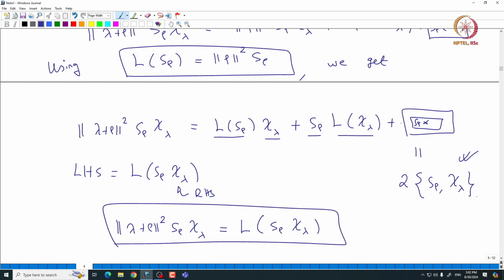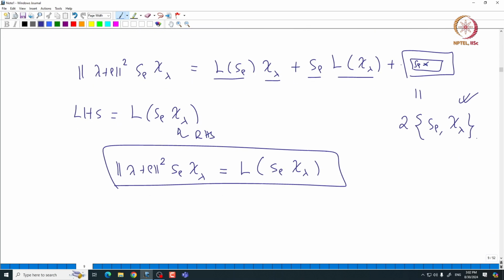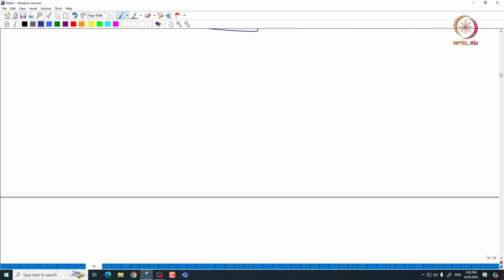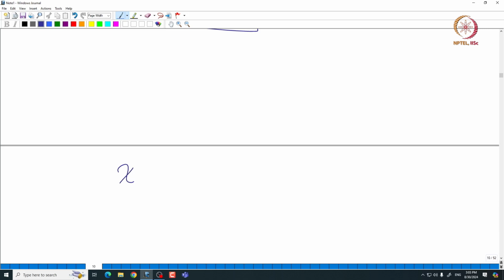In order to prove that S rho chi lambda is nothing but S lambda plus rho, which is actually true because of this, that proves that the Weyl character formula is true. So, this proves that chi lambda is exactly equal to S lambda plus rho divided by S rho.